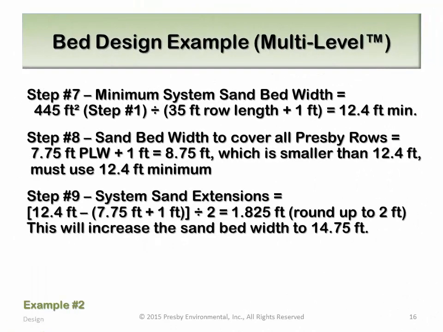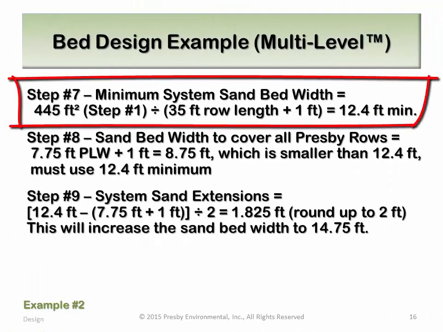In step 7, we calculate the minimum sand bed width needed to satisfy the area requirement from step 1. To do that, we divide 445 square feet by the sand bed length of 36 feet to get 12.4 feet as our minimum sand bed width.